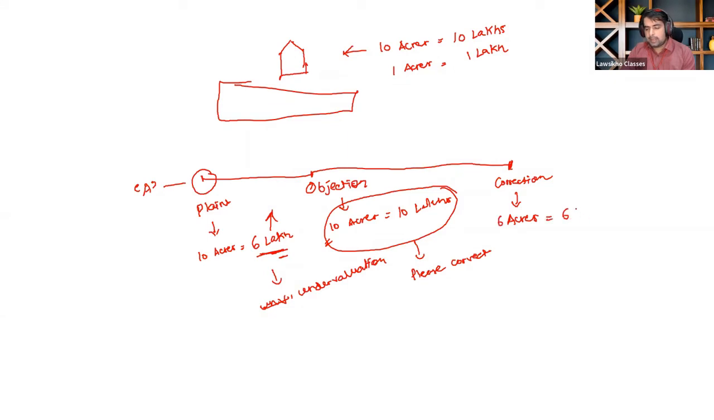तो यहां पर 6 lakhs का हो जाएगा. So he basically said that say I am not claiming 10 acres, I am only claiming 6 acres. तो इसके लिए आप मुझे 6 lakhs दे दो. Now here relating back will not apply. Here doctrine of relating back will not apply, and there is a reason for this.